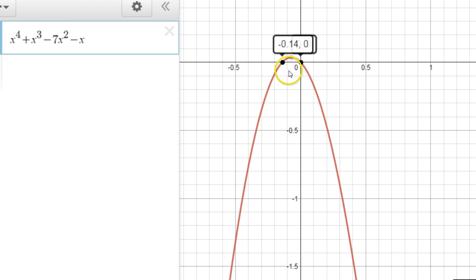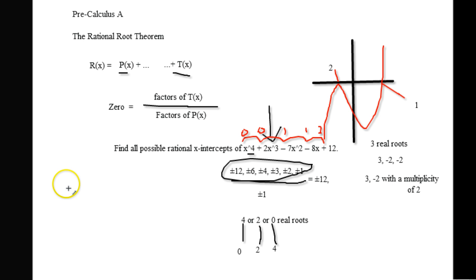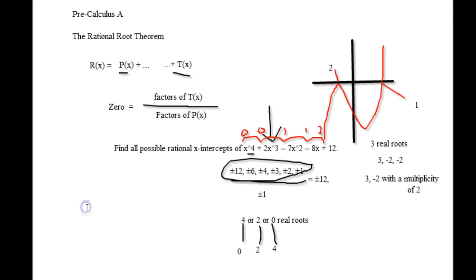Now, if I wanted to find the negatives, what I would do is take this function f of x and plug in a negative x and then count the sign change. So this would still be x to the 4th because when you square it, it becomes that. This would become minus 2x to the 3rd. This would still be negative 7x squared. And this would turn into positive 8x, and this would still be 12.